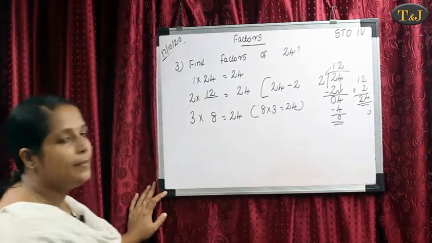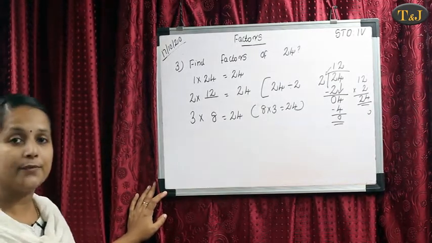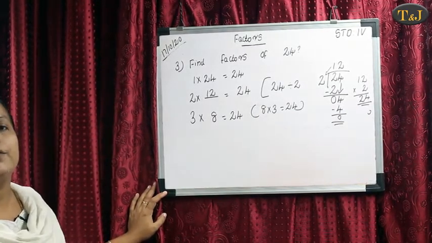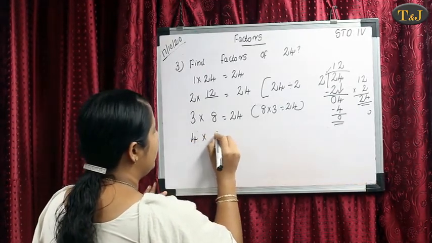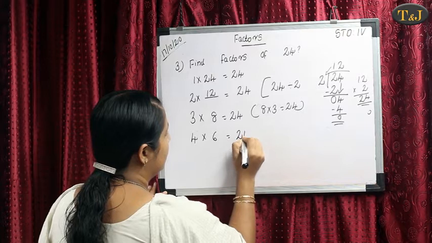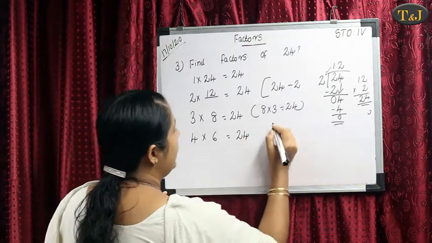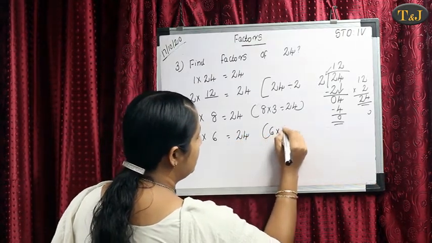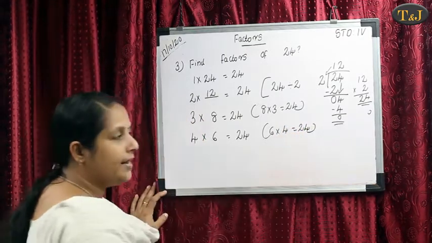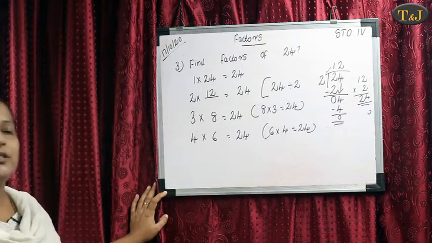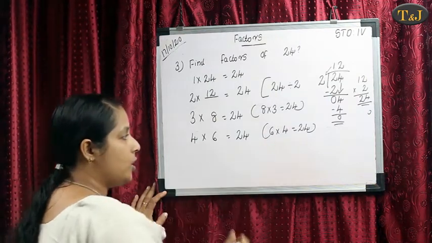Then in 4's table there is 24. Yes, 4 5s are 20. Then 4 6s are 24. So we write 4 6s are 24. Then 6 4s are also 24. Then in 5's table, is there 24? No, 5 5s are 25. The 6 table we have already written.